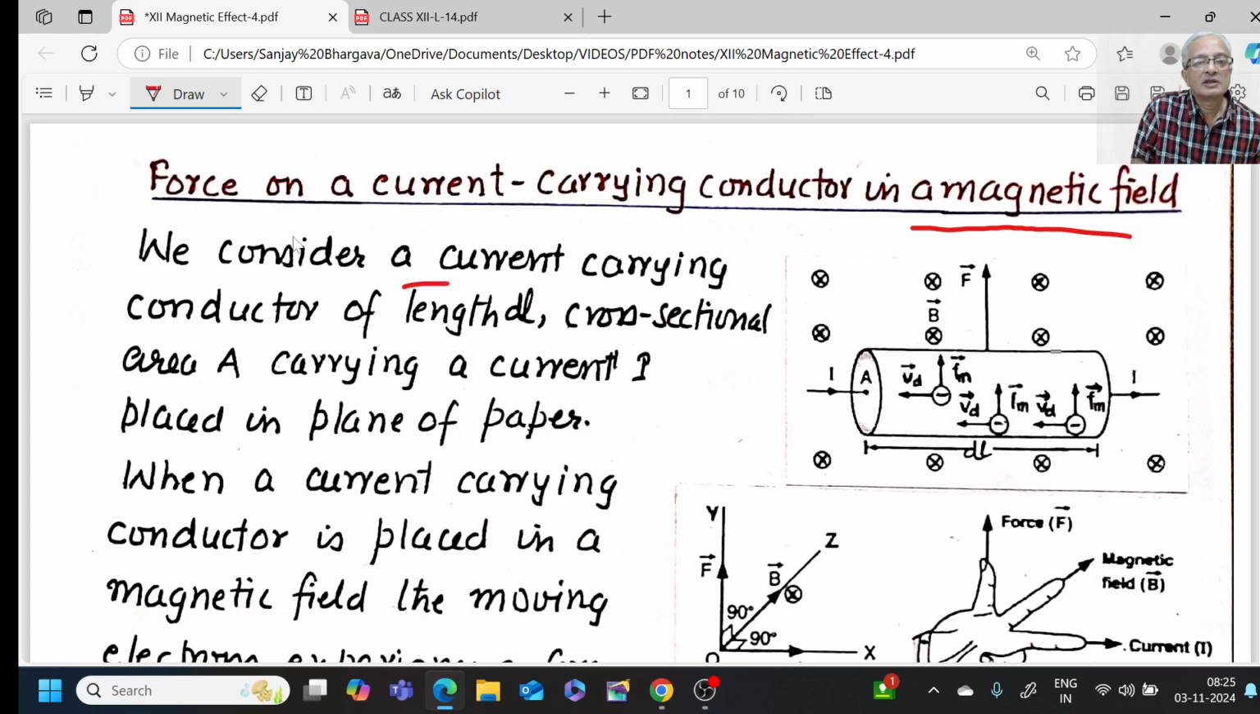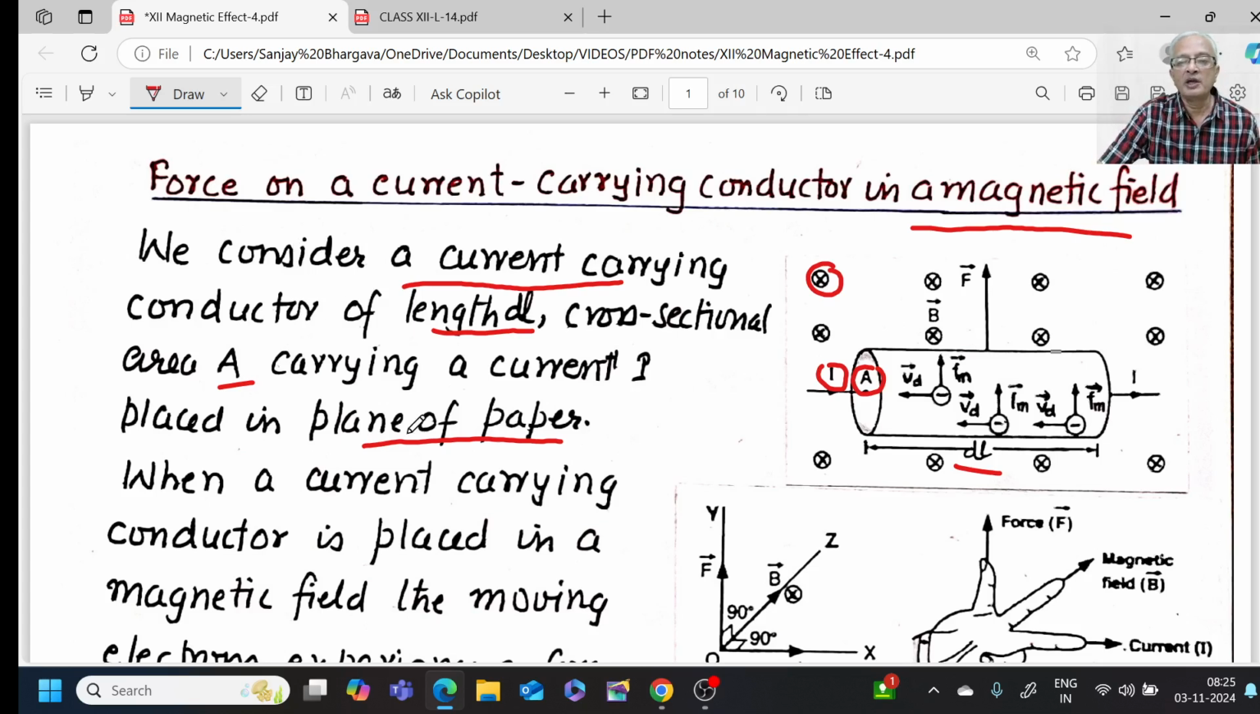So we consider a current carrying conductor of length dl. This represents a conductor of length dl, cross-sectional area A. So A represents here the cross-sectional area. It carries a current I, and is placed in the plane of a paper. Now, the magnetic field is represented here by the cross, which means the magnetic field is perpendicular to the plane of the paper and inwards.